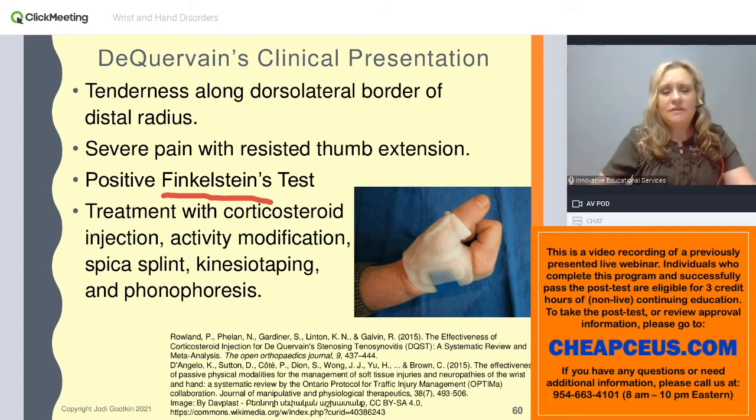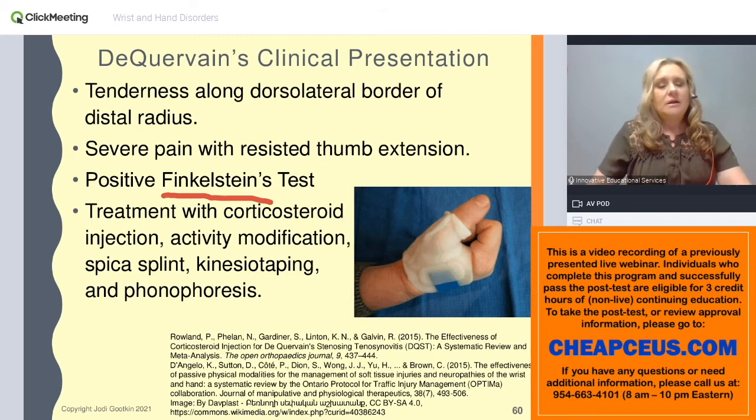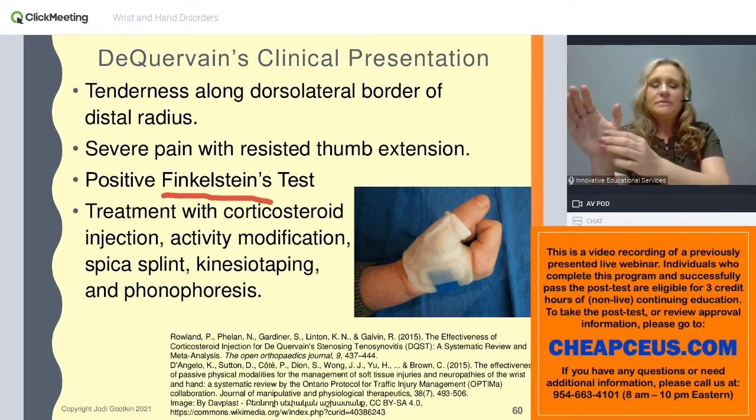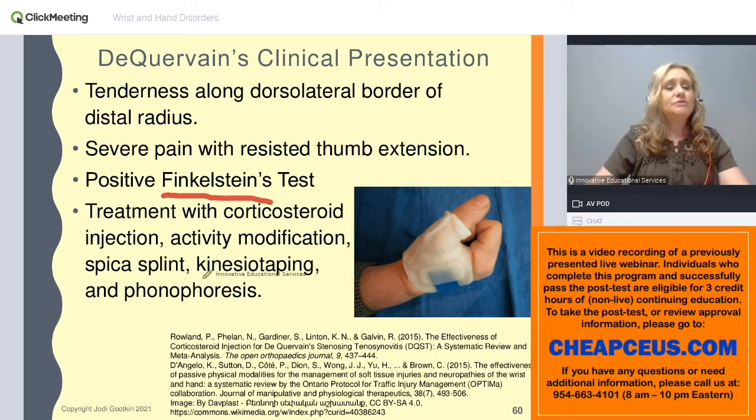Looking at a 2015 systematic review for some treatment options for de Quervain's, splinting seems to be helpful for individuals. The thumb spica that keeps the thumb out in some abduction as well as extension. Interestingly, kinesiotaping was also found to be beneficial, as well as phonophoresis for individuals with this condition.